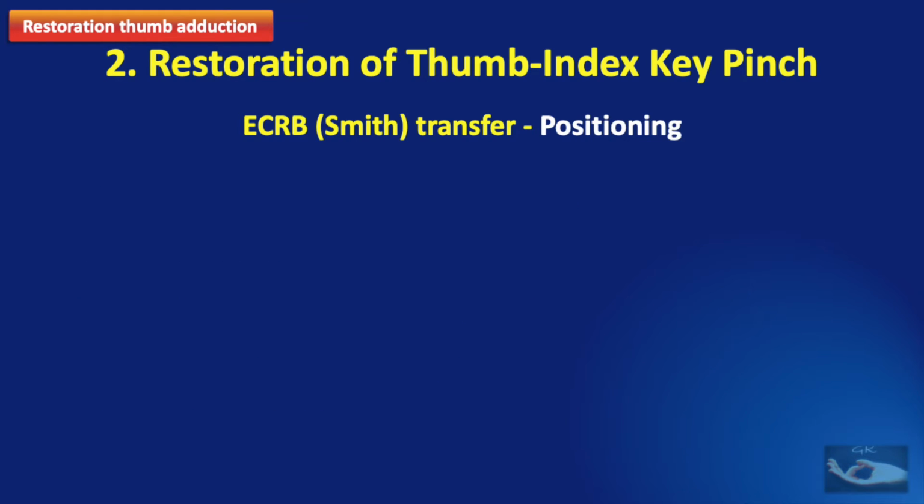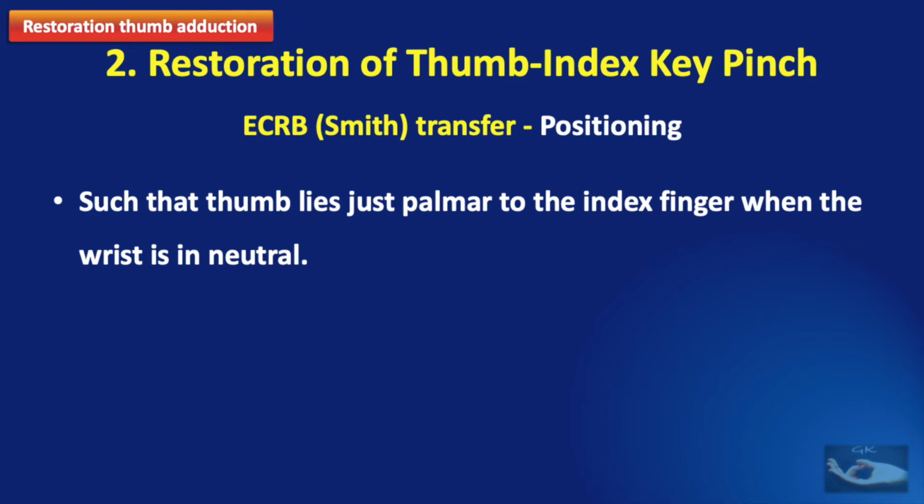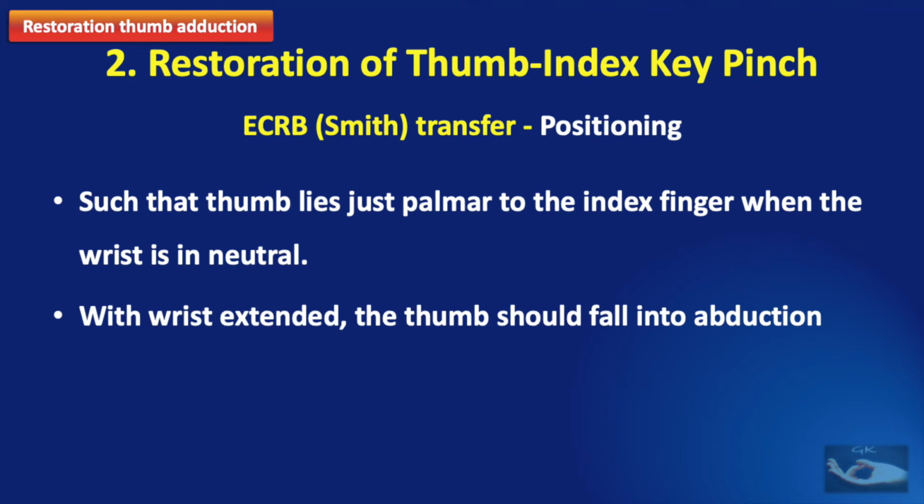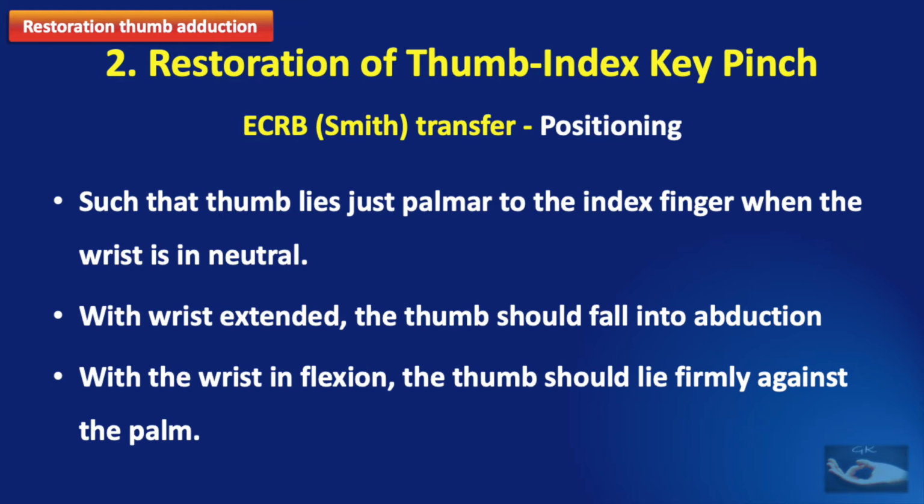And when suturing this tendon graft to the extensor carpi radialis brevis tendon, the positioning is such that the thumb lies just palmar to the index finger when the wrist is in neutral position, and when the wrist is extended, the thumb should fall into abduction, and when the wrist is in flexion, the thumb should lie firmly against the palm.